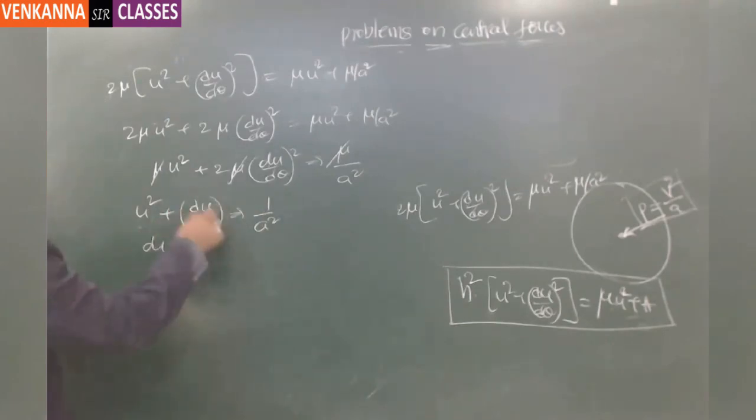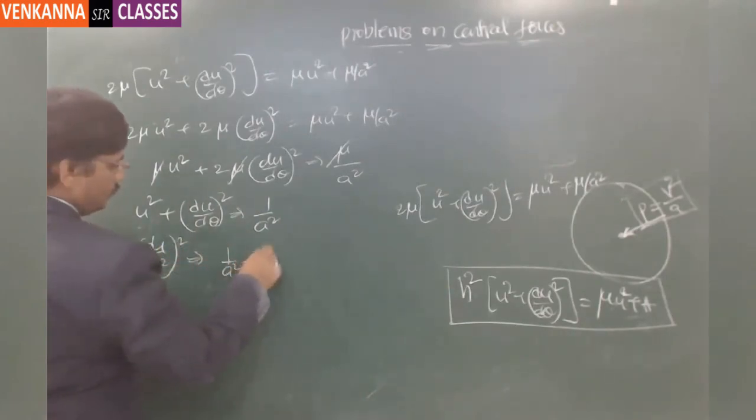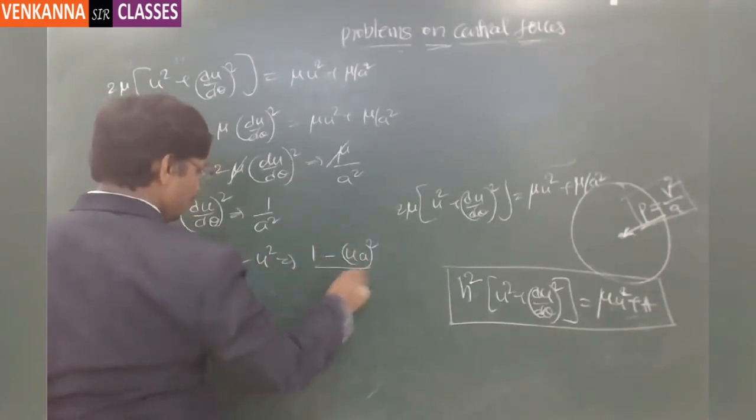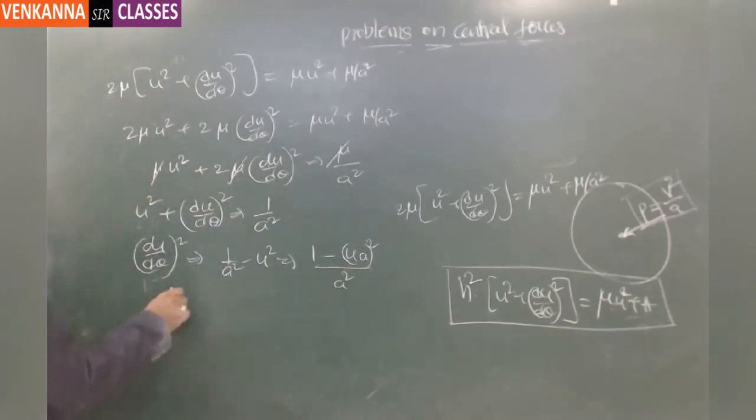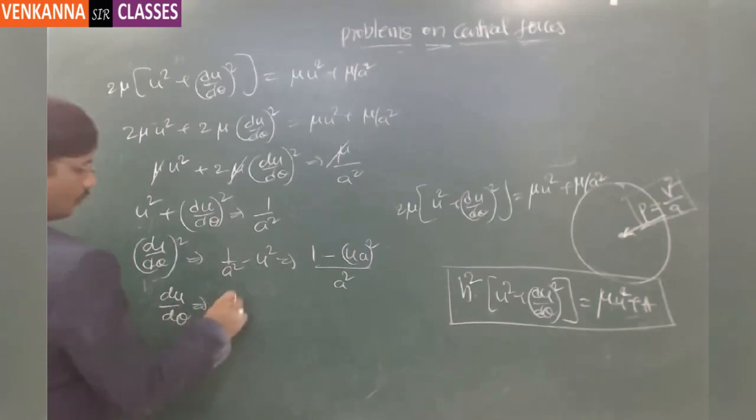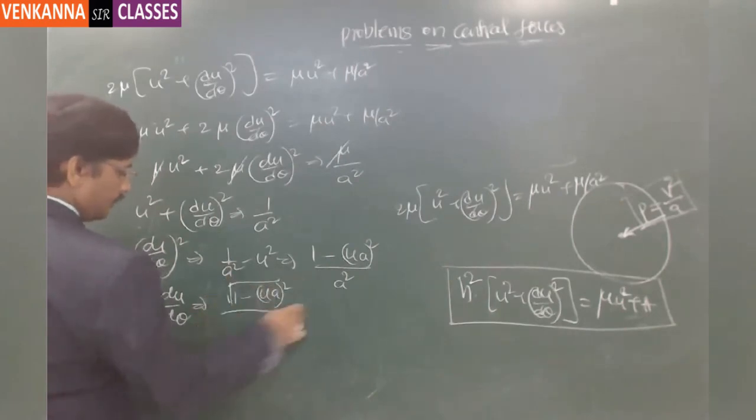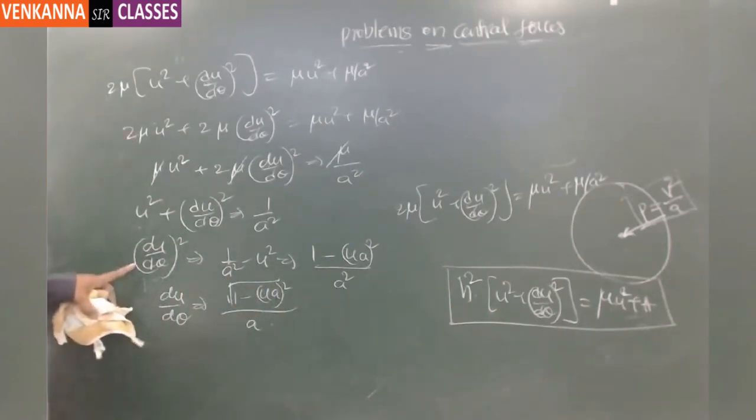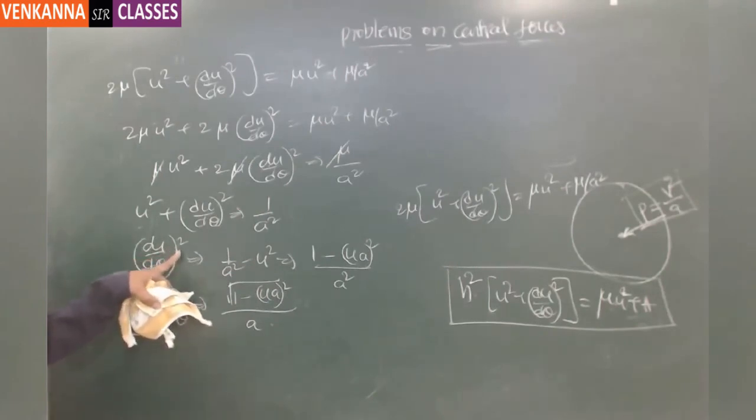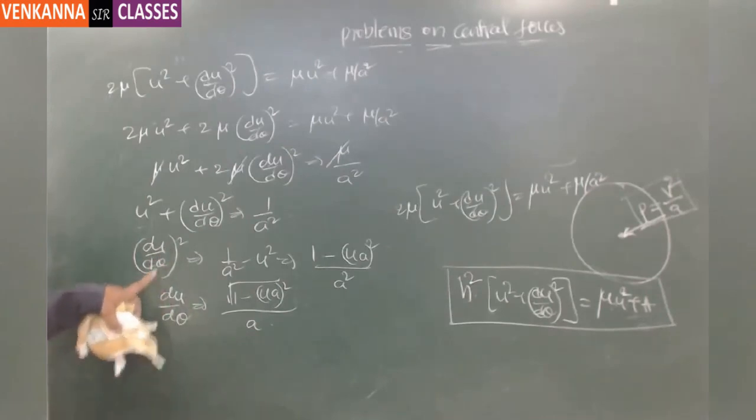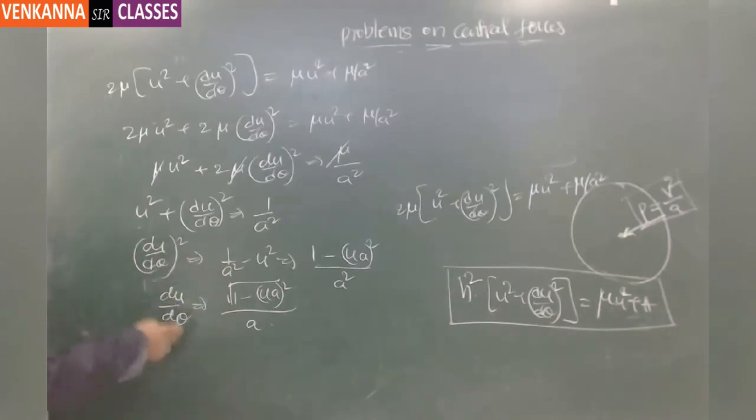So (du by d theta) whole square equal to 1 by a square minus u square, or (1 minus (ua) whole square) divided by a square. And then if you take the root of it, du by d theta equals square root of (1 minus (ua) whole square) divided by a. Why we are taking the root is because we don't know how to solve the higher degree differential equation. For that you bring it into a first degree differential equation, so you take the root on either side. So du by d theta is equal to square root of 1 minus (ua) whole square divided by a.